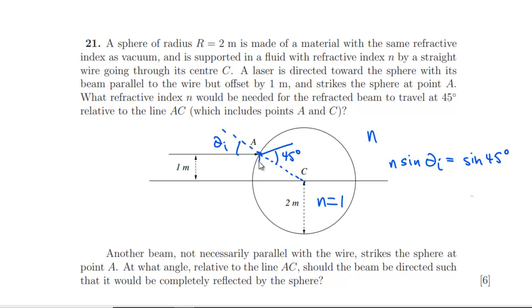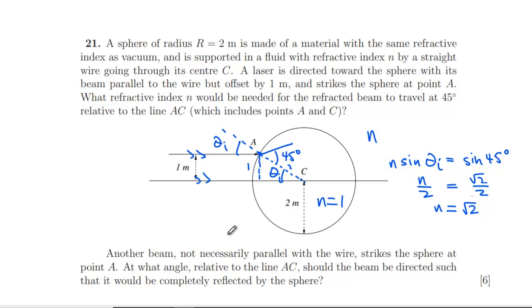So this is going to give us, that's theta I, isn't it? Because we've got 2 parallel lines, that and that are parallel. So that's 1 meter, that's a radius, which is 2. So sine theta I is going to be opposite over hypotenuse, which is a half. So n over 2 equals root 2 over 2. So n is equal to root 2. Right, okay, that was good.